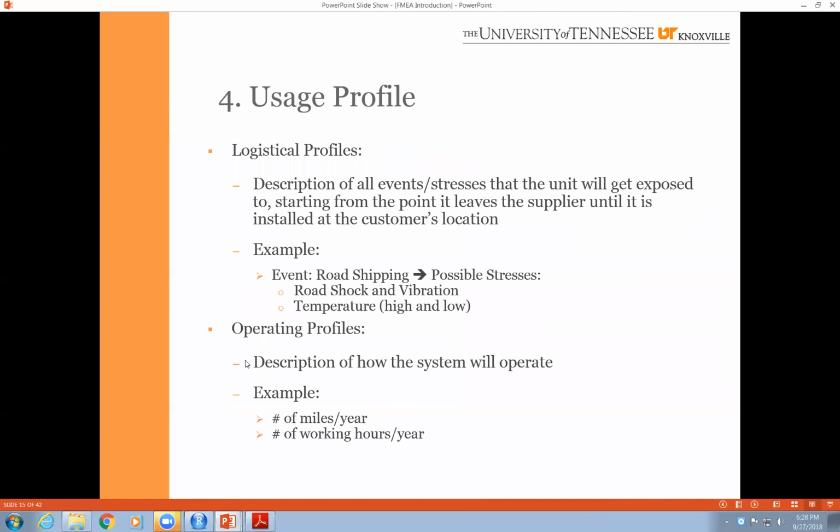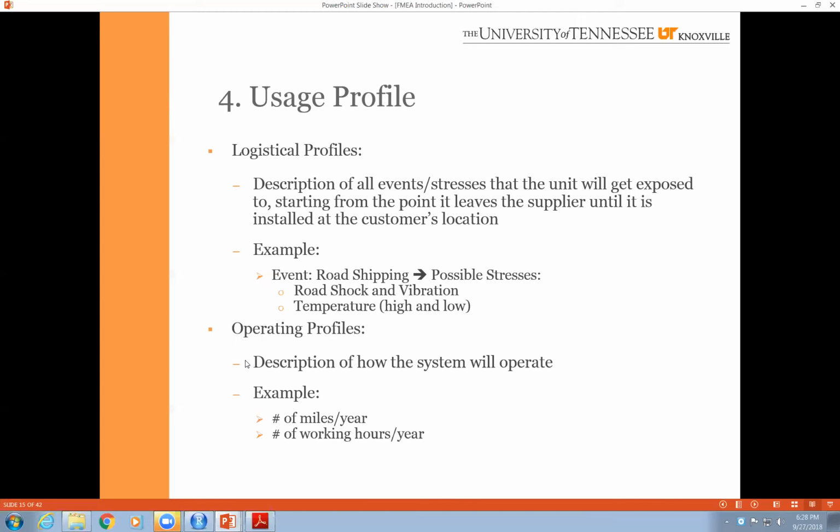Next thing is usage profile. So can you design any product without knowing how it's going to be used? You could, but would it last? I don't know. So a couple of things you need to think about is the logistic profile, which is how it's going to be shipped from manufacturing to the customer, for example. It goes on a train, it goes on a truck, there is shipping, there is vibration, there are shocks, there are temperatures. And the other part is the operating profile.